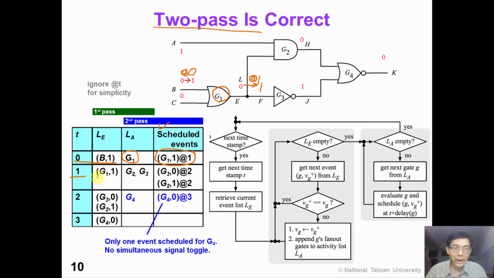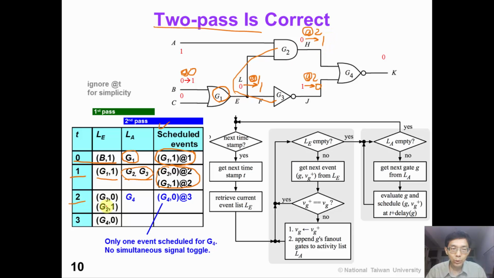Now we move on to time 1. We execute this event and the two fanout gates G2 and G3 are put in the activity list. And then in the second pass, we schedule two events. G3 is falling to 0 at time 2 and the G2 output is rising to 1 at time 2.